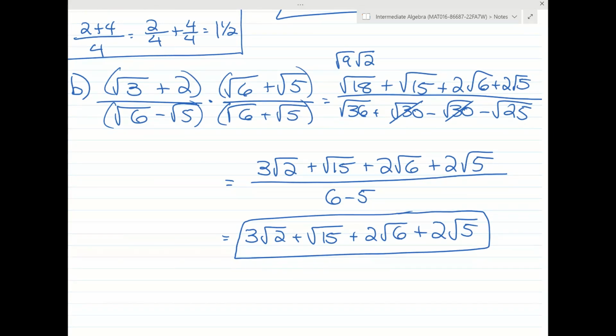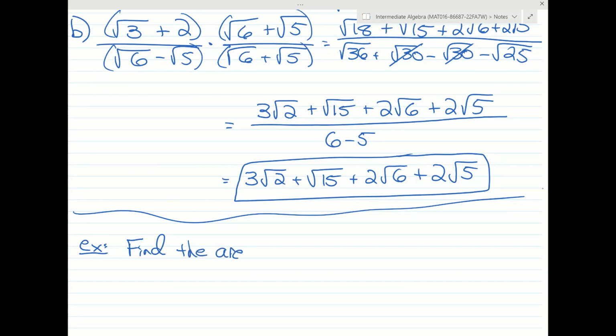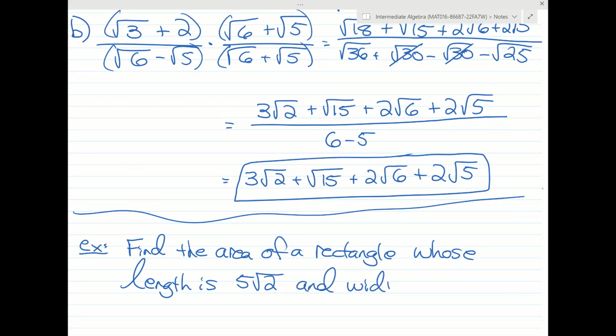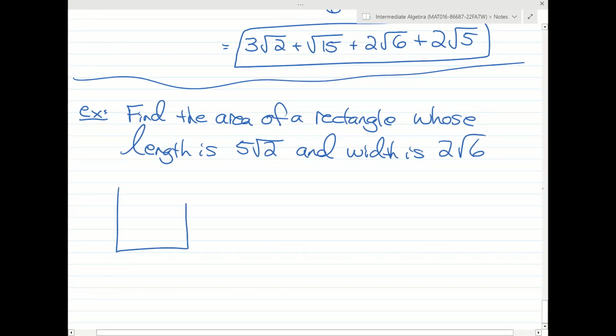There is one word problem I just wanted to show you. It's simple, but that's the last one to wrap up this section. And it says, find the area of a rectangle whose length is 5 root 2 and width is 2 root 6. Five root 2 and 2 root 6.